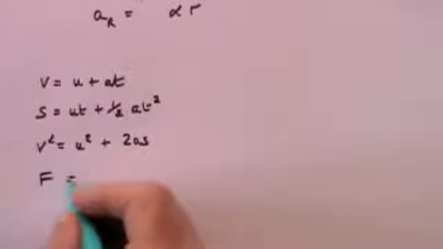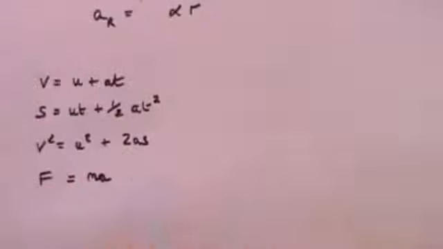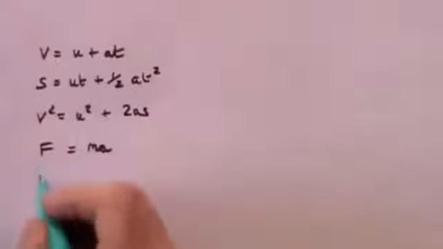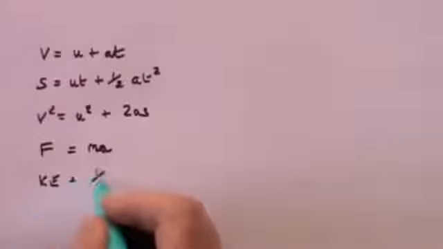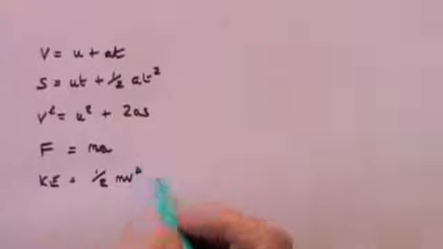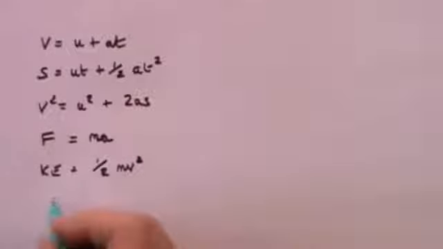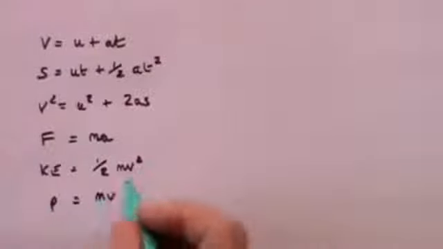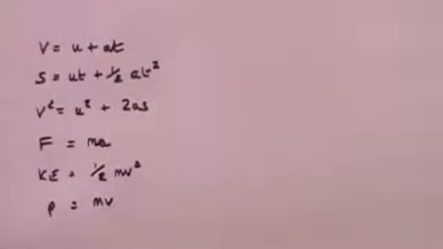F equals ma, which we've actually used earlier in this video. Kinetic energy is a half mv squared. And momentum is mass times velocity. And again, we refer to that in this video.